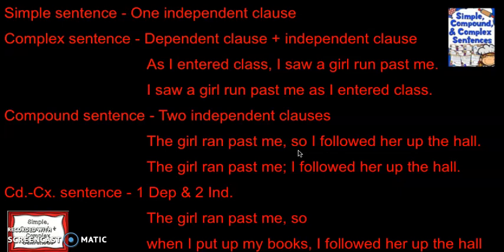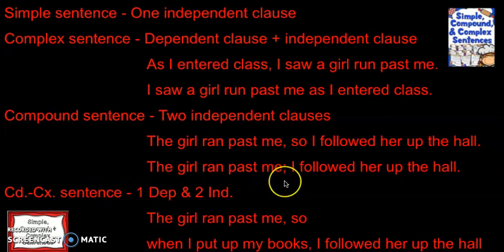This could have just as easily been two sentences. The girl ran past me, period. I followed her up the hall, period. But it is very common practice to connect the two independent clauses with a comma fanboy. You see, this is also something you could do with a semicolon.